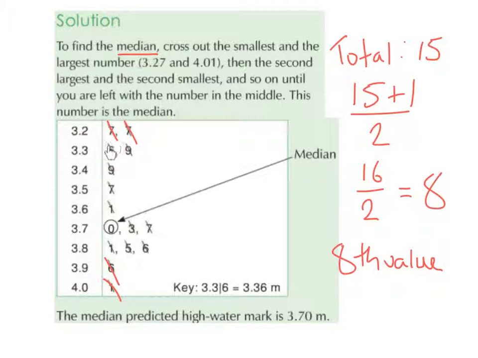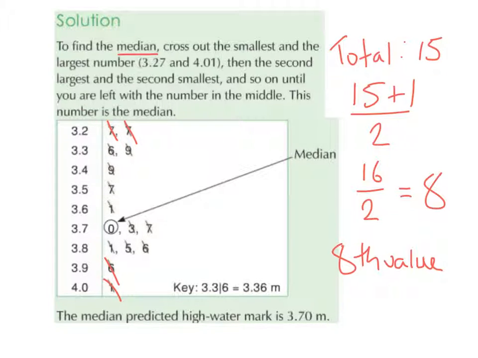So 1, 2, 3, 4, 5, 6, 7, 8. The 8th value, which is 3.70, is the median. So we added up the amount of values we have, and we got 15, which is an odd number. So we added on 1 and divided by 2, and that gave us the median. So we got 8 as an answer, so the 8th value is the median. So we counted along 1, 2, 3, 4, 5, 6, 7, 8, and this is the 8th value.